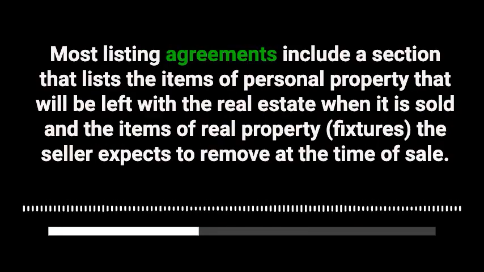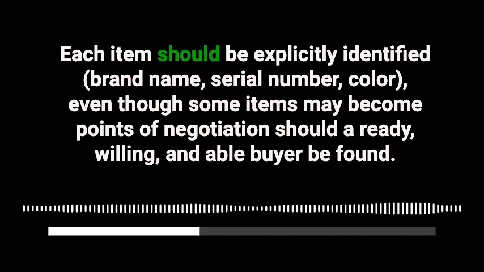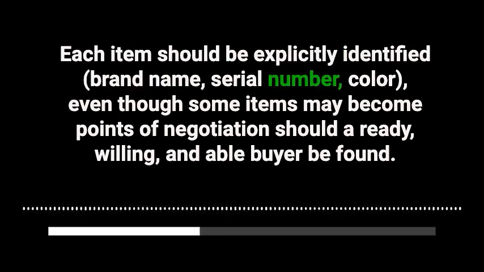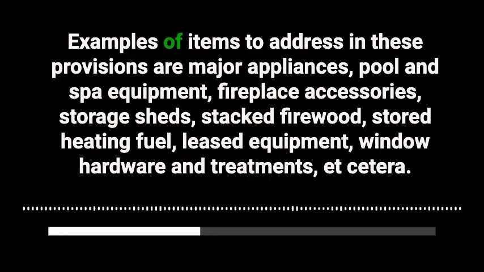Most listing agreements include a section that lists the items of personal property that will be left with the real estate when it is sold and the items of real property the seller expects to remove at the time of sale. Each item should be explicitly identified, even though some items may become points of negotiation should a ready, willing, and able buyer be found. Examples of items to address in these provisions are major appliances, pool and spa equipment, fireplace accessories, storage sheds, stacked firewood, stored heating fuel, leased equipment, window hardware and treatments, etc.